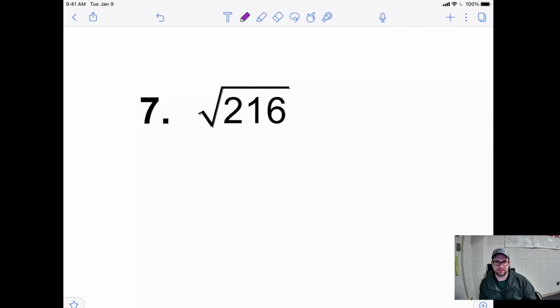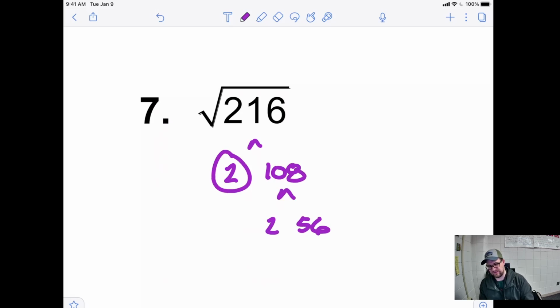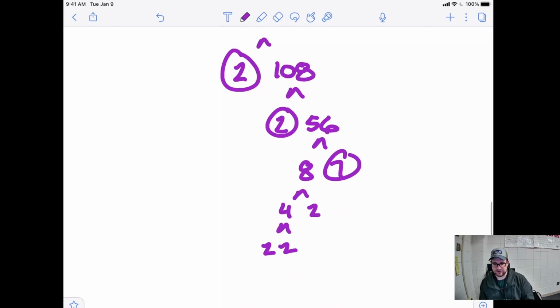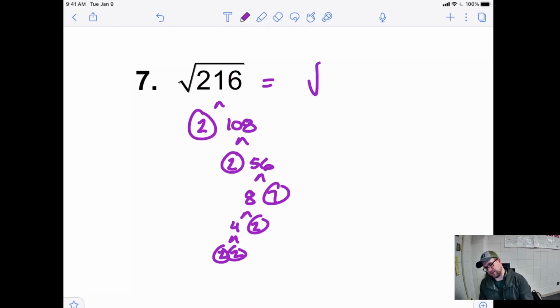Let's look at number 7. We've got 216. We need to break this down. So divide it by 2 since it's an even number. We know that this will work. We get 108. Taking 108 and dividing that by 2, we get 54. 54 is going to be 8 times 7. 7 is a prime number. 8 is not, though, so let's break that down: 4 and 2, and then 2 and 2. So it looks like 5 2's and a 7. So coming on over, we get 2, 2, 2, 2, 2, and a 7.